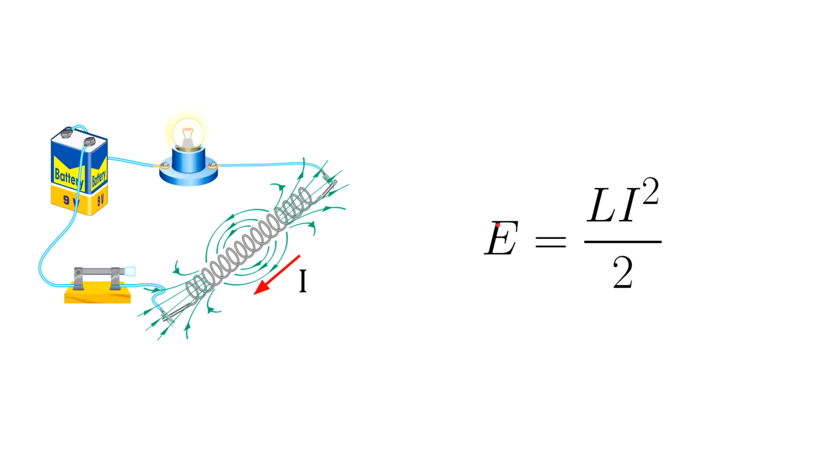And as we see from the equation, it depends only on the physical property of the inductor, which we call inductance, and it depends on the current. If you increase the current twice, the energy is going to be increased by 4 times. And if you increase the inductance, the energy is also going to be increased, but with the same factor.